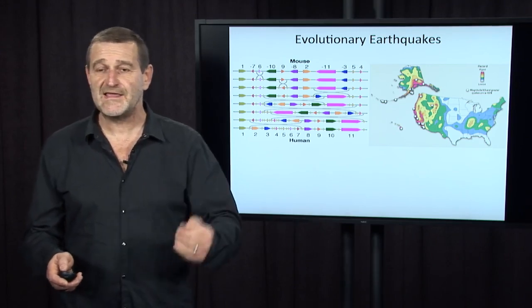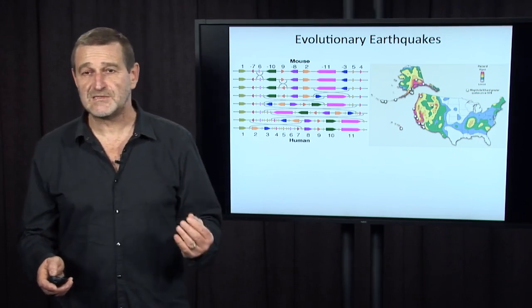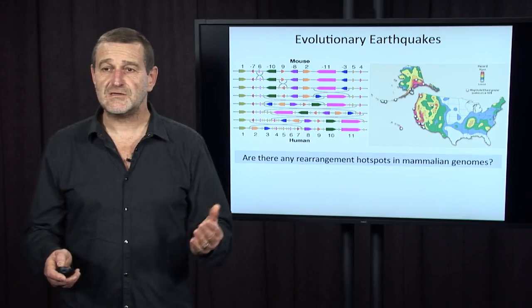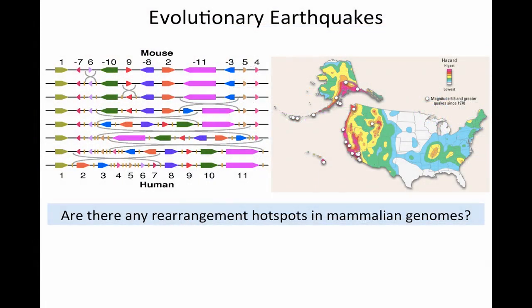For example, where I live near Los Angeles, earthquakes are common, but in most other places they would be extremely rare. Well, what about genomes? Are there any rearrangement hotspots or fragile regions in mammalian genomes and human genomes in particular? And also, so far, we have been talking about evolutionary rearrangements that happened at the million-year scale.